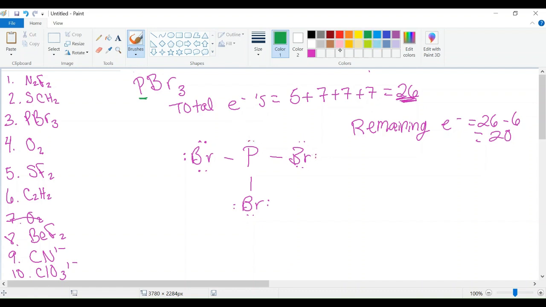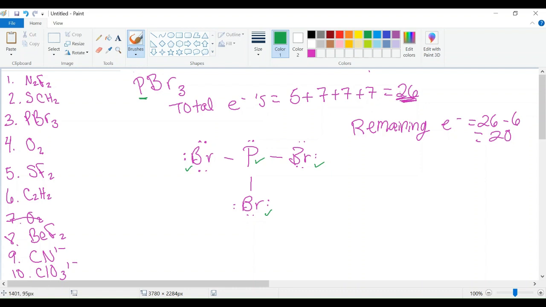Then I check if everyone's octets are satisfied. So I've got 2, 4, 6, and then 2 in the bonds for this bromine, 2, 4, 6 from the lone pairs, and then 2 from the bond. So that's 8 for this bromine, 2, 4, 6, 8 for this bromine. And then each bond has 2 for this phosphorus plus the 2 in the lone pairs. So this has 8 as well. So in this structure, I don't have to move anything around. I don't have to create any double bonds. I've got all of my octets satisfied.